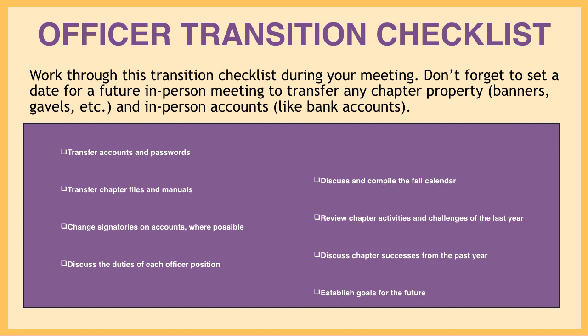Make sure that you also review chapter activities and challenges of the past year and how you can go forward. Discuss chapter successes and goals for the future, and electronically report the new officers to the executive office and your faculty advisor. For the parts of the transition that must be done in person, set a date for over the summer or early in the fall semester when these can be completed.